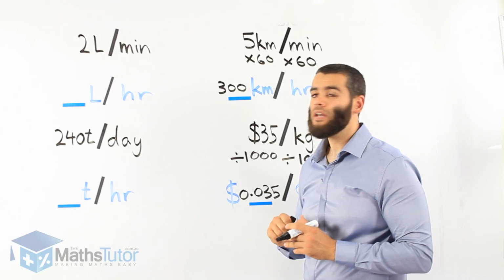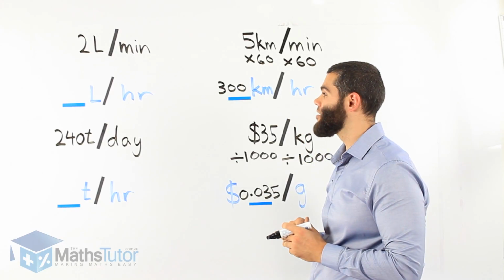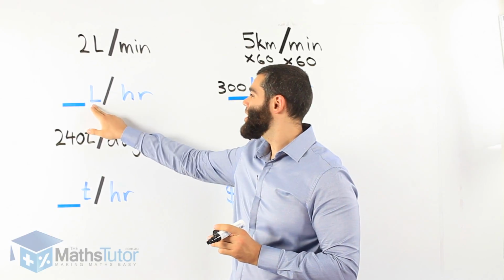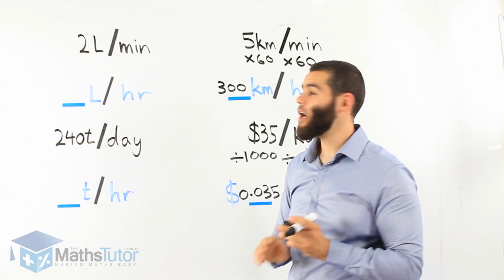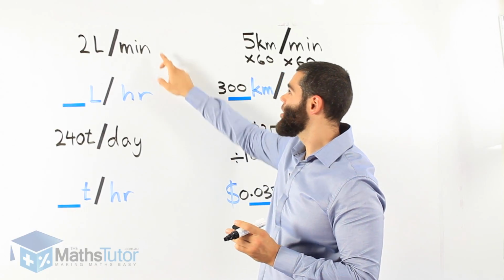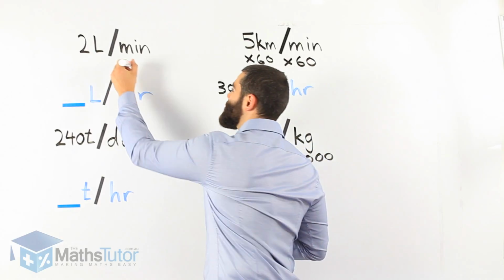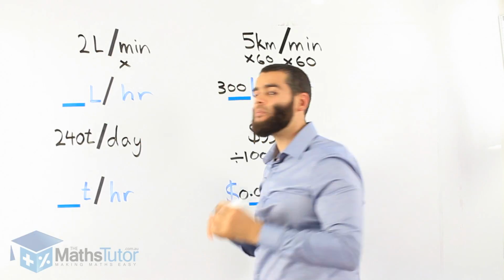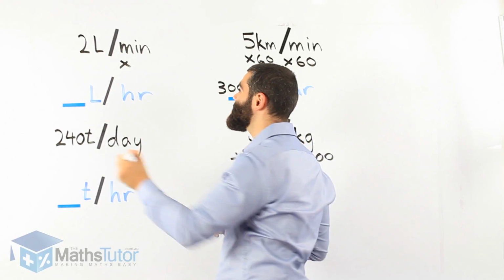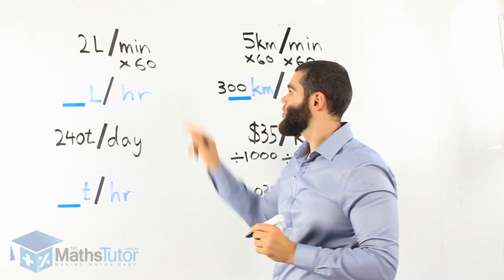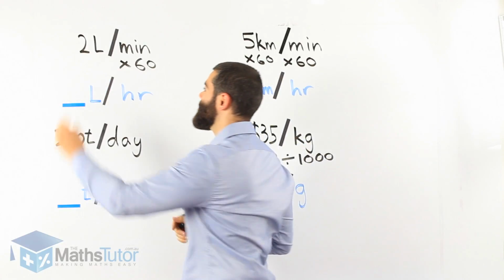Next, 2 liters per minute. We want to find the equivalent rate of how many liters per hour. We're going from minutes to hours, from a small unit to a larger unit. We know we've got to multiply. Multiply by how much? We're going to multiply by 60 because there are 60 minutes in an hour. So we multiply by 60 here, we do the same on this side too.